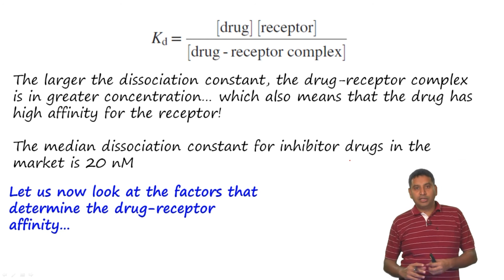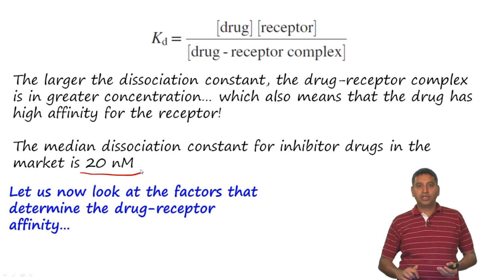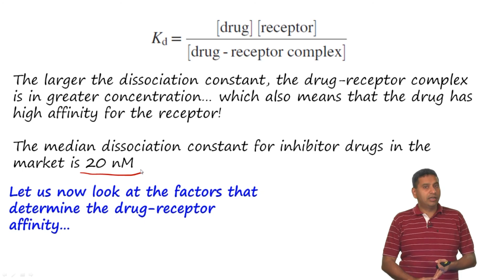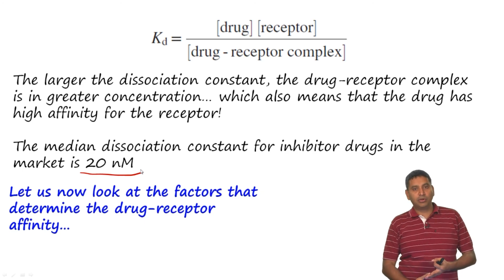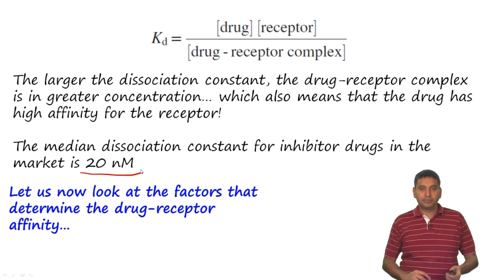Typically, a large number of studies show that the median dissociation constant for inhibitor drugs in the market is around 20 nanomolar. So, we have molar, divide that by 1000, you get millimolar, and then again divide that by another 1000, you get micromolar, and then divide that by another 1000, you get nanomolar. So, nanomolar is extremely small concentrations inside the body. For the inhibitor to act at this low concentration, we need to understand the factors that determine the drug receptor affinity.